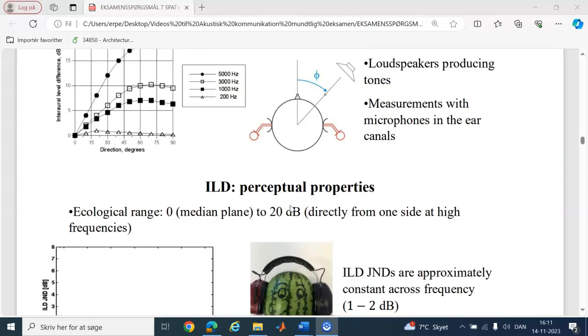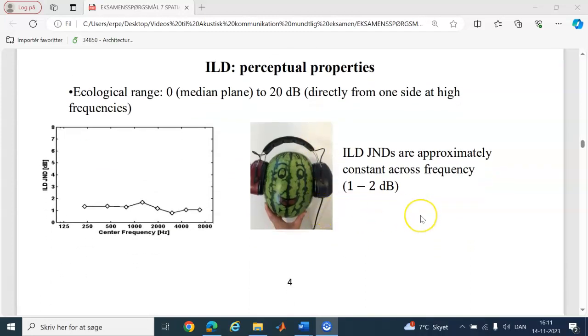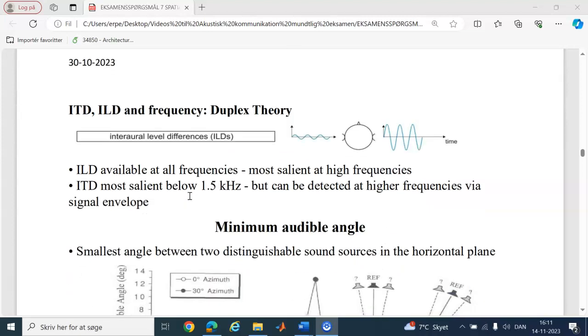Ecological range: 0 in the median plane to 20 decibels directly from one side at high frequencies. ILD just noticeable differences are approximately constant across frequency, 1 to 2 dB. Then ITD, ILD, and frequency is also called the duplex theory.